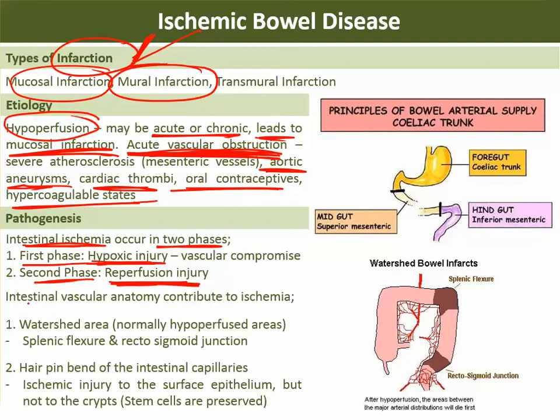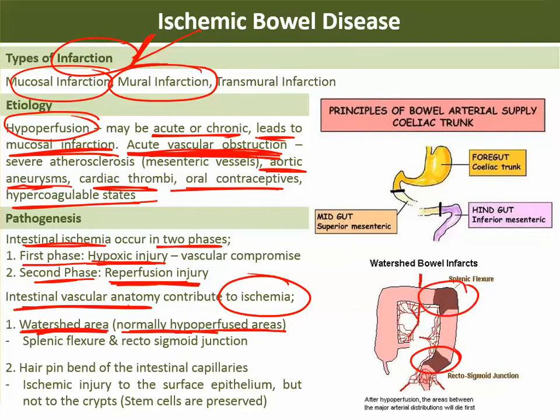Now you should know intestinal vascular anatomy, since the arrangement of the vasculature itself contributes to ischemia. There is an area called the watershed area, which means a normally hypoperfused area with less blood supply. There are two such areas: one is in the splenic flexure and the other is in the rectosigmoid junction.